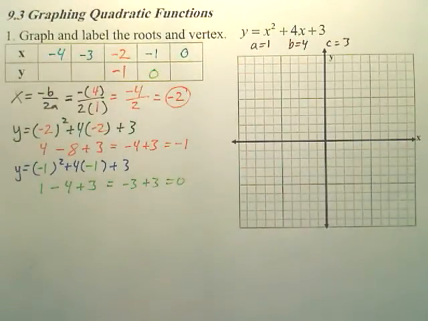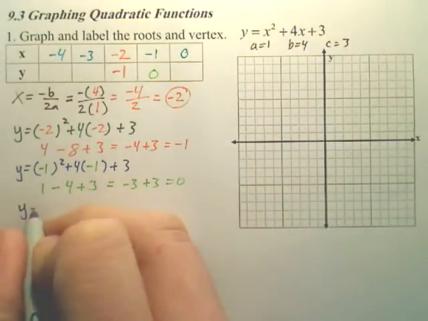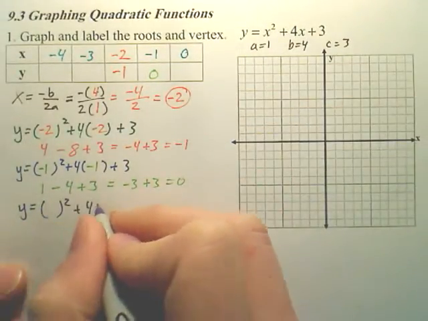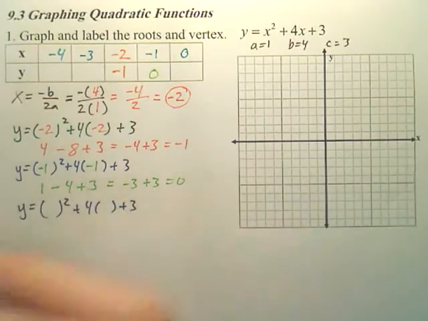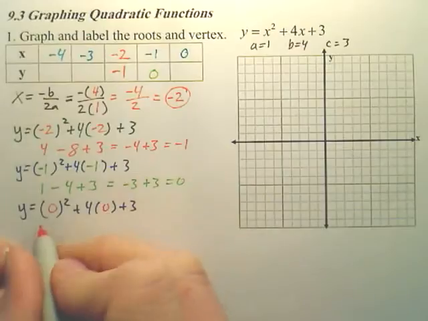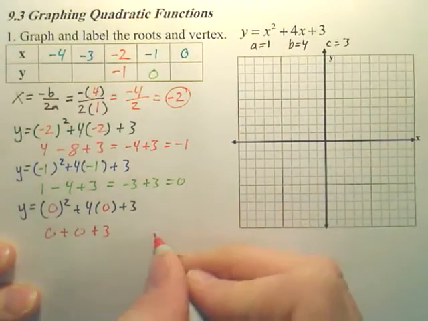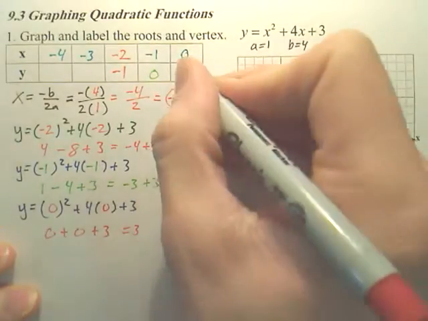And the last one, we're going to plug in 0. When we plug in 0, this is a good one. 0 squared is 0. 4 times 0 is 0. Okay, that's 3.